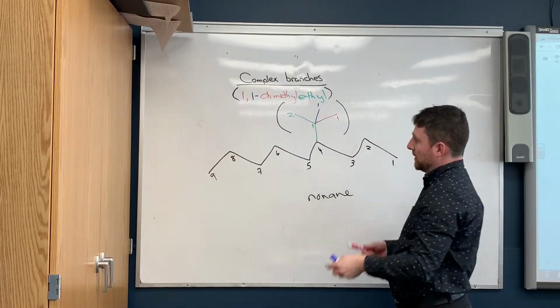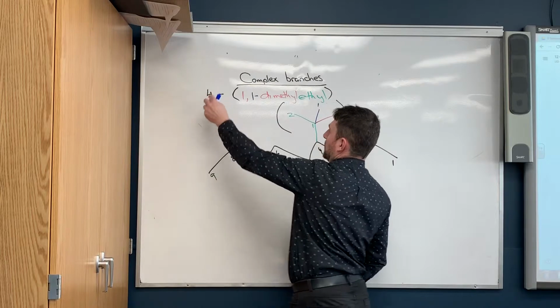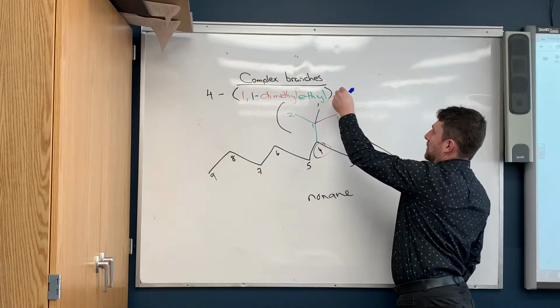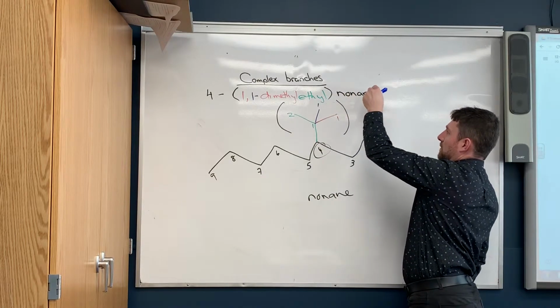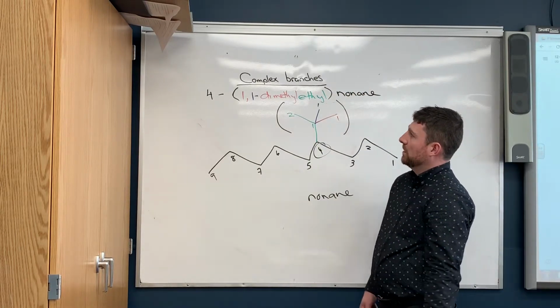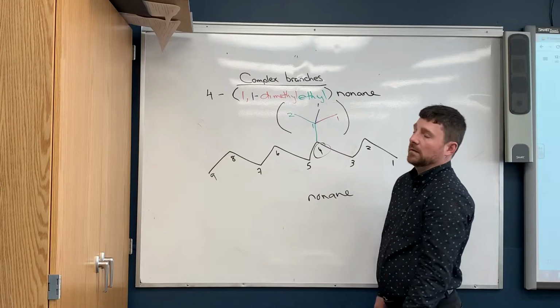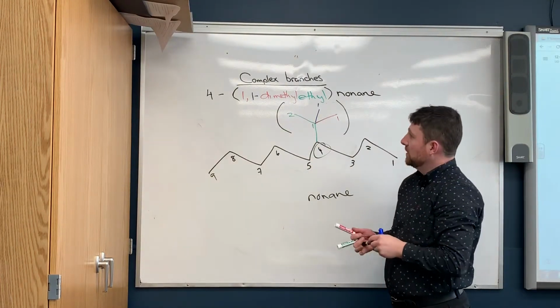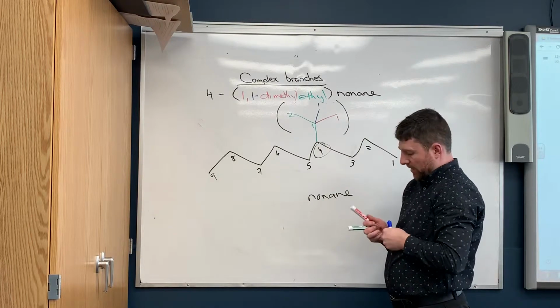Where is it? It's on the 4th carbon of the main chain. And our main chain is a no name. So this would be 4, 1, 1 dimethyl ethyl no name. So 1, 1 dimethyl ethyl is another complex branch that we might run into.